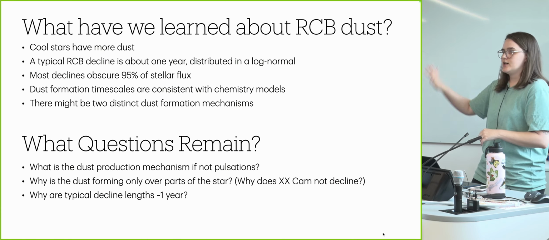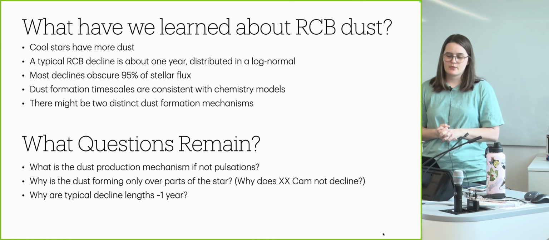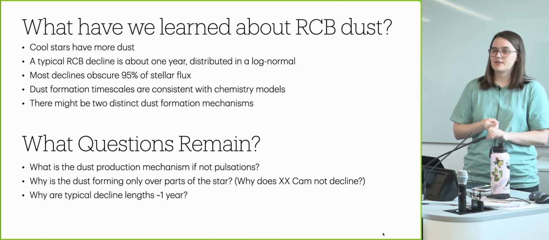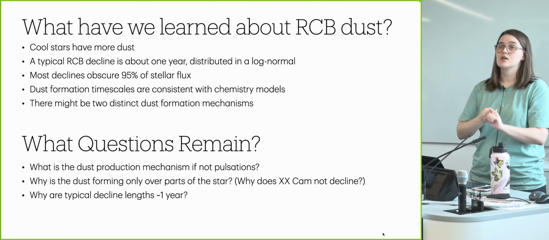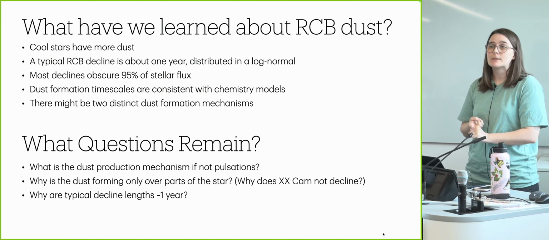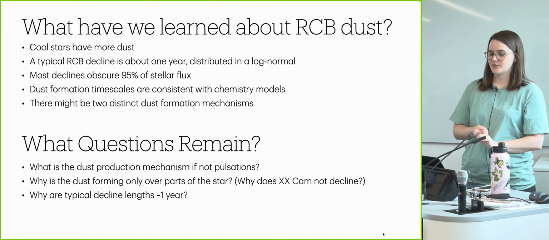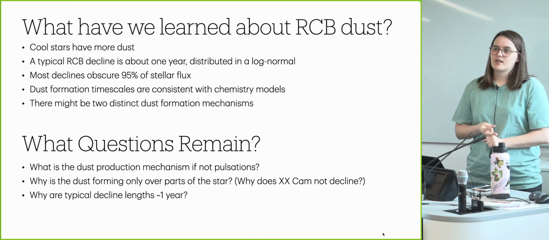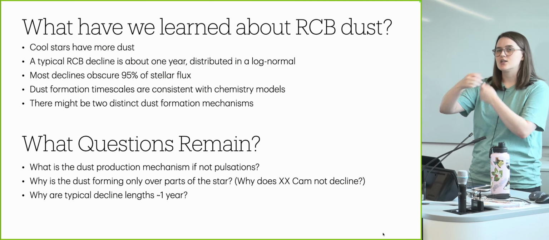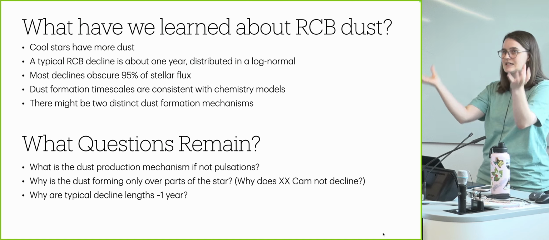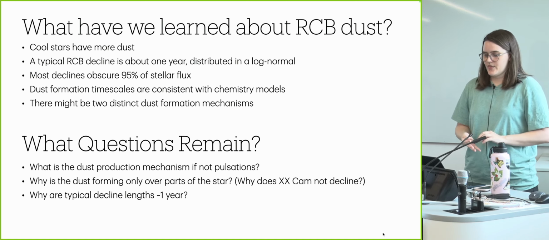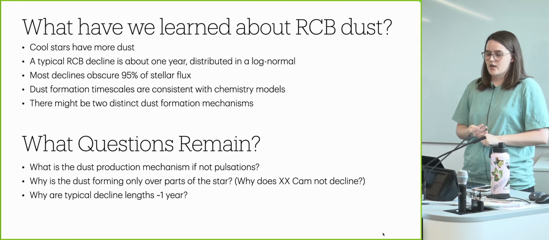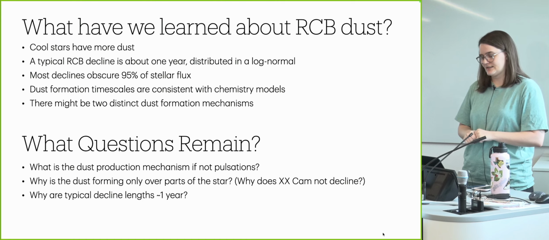So to summarize the big long section about R Coronae dust, what have we learned? We've learned that cool stars have more dust, they're more active. We've learned that a typical R Coronae decline is about 1 year, and it's distributed roughly log normally, but we don't know why 1 year specifically. We know that most declines obscure 95% of the stellar flux. That probably just tells us something about the location of the dust in relation to the star and how big it is. We know that the dust formation timescales seem to be consistent with carbon chemistry models, which is just a good check on those kinds of things.